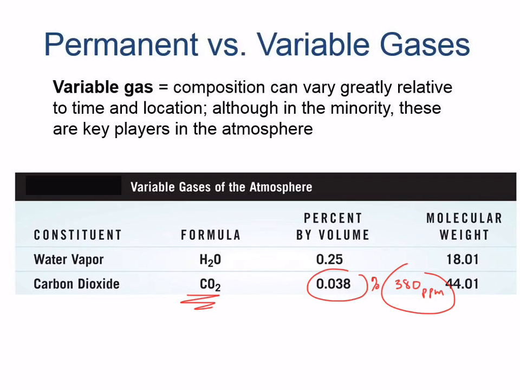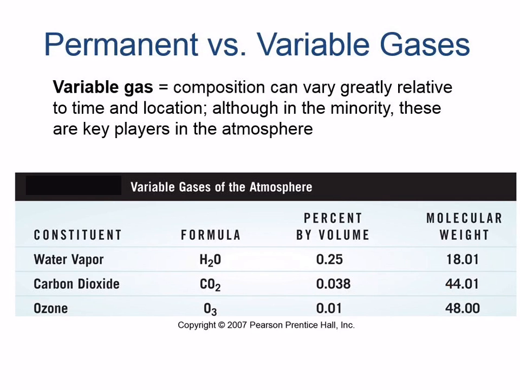Okay, and the last variable gas is ozone. So ozone is made up of oxygen. If you go here to the second column, you see an O with a little subscript 3. That means there are 3 oxygen atoms stuck together to make one ozone molecule. Okay, and again, it's a variable gas, so its percent is going to vary by location and time of year, time of day. So we'll talk about each of those variable gases.